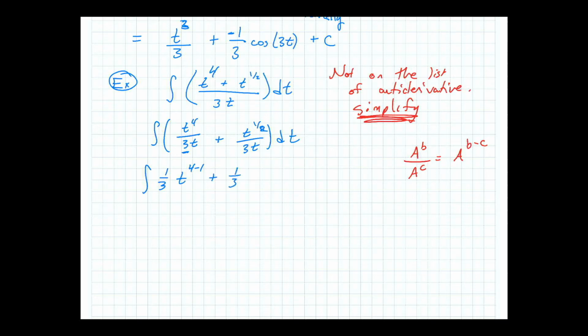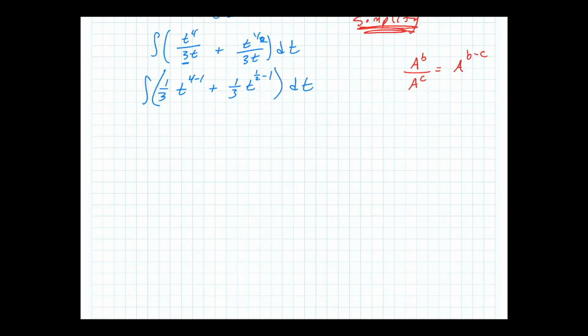There's still a 1/3, right? It's 1/3, not 3, because the 3 is in the denominator. And then for your exponent, top exponent is 1/2, bottom is 1 again. Like that. So you have an integral 1/3, and that's t to the 3, plus 1/3 t to the negative 1/2 dt. Now at this point, this is on our list of antiderivatives because these are power rule problems.